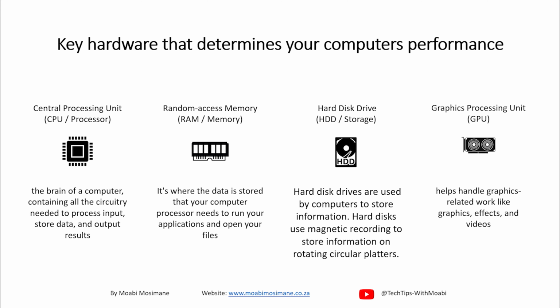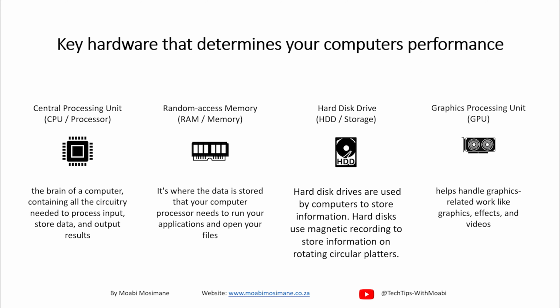When we talk about the CPU or the central processing unit, we are talking about the brain of the computer, containing all the circuitry needed to process input and store data and output results. Without this piece of hardware your computer will not function. This is the heart, this is the brain of your computer, this is where everything happens and you need this. So choosing the right CPU for your computer or your laptop is vital guys, especially if you want to use systems like Windows 10 or Windows 11 or any other system above that.